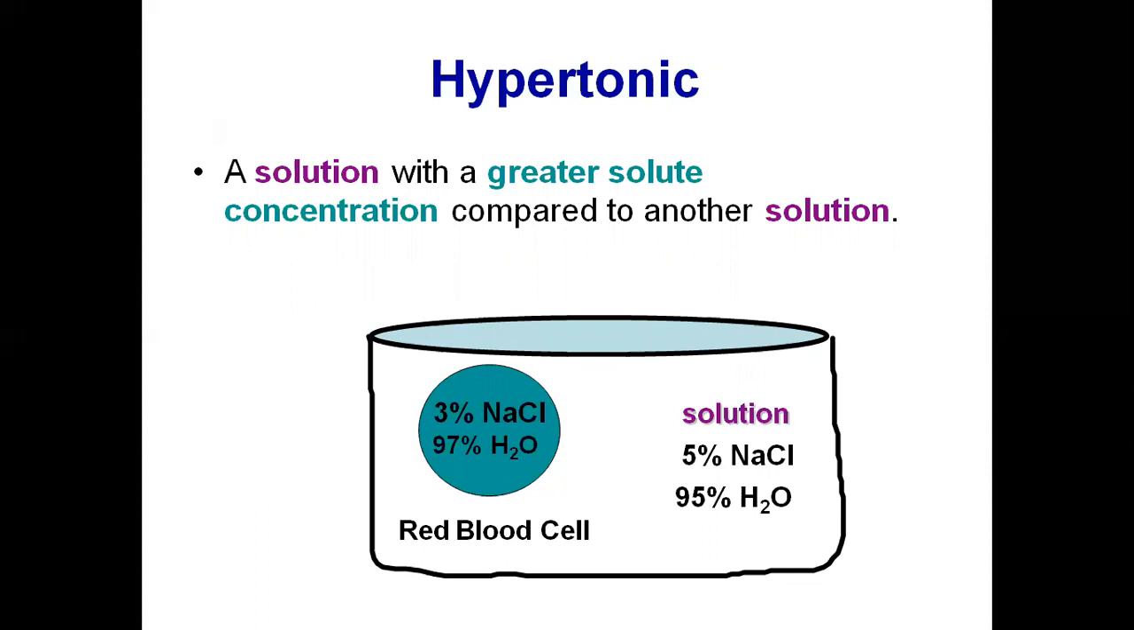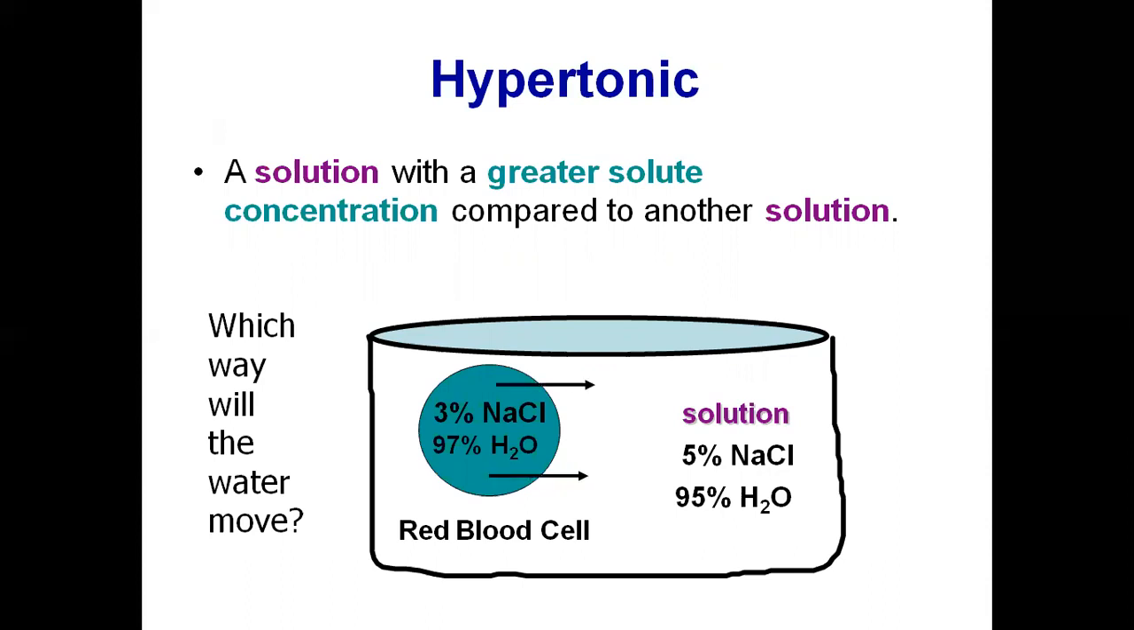We can take this example. Which way will the water move? It moves from the red blood cell to the solution, because the solution has the greater solute concentration, so water will move towards the solution. This term is called a hypertonic solution.